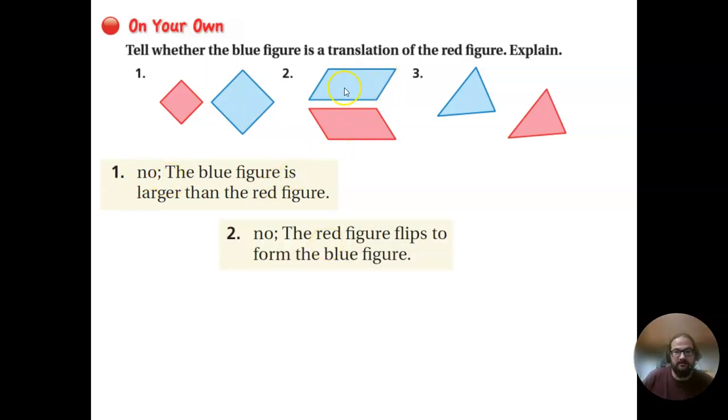For number 2, the red figure would have to flip or rotate in order to form the blue figure. So that's not just a translation. A translation is just a slide.